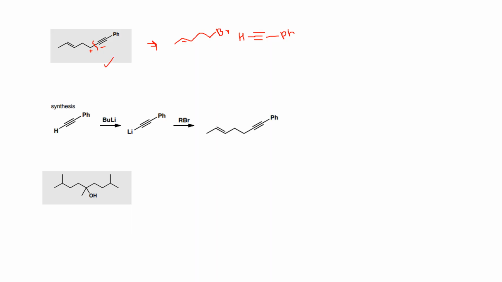So this will be the forward synthesis, where you add a strong base that will take a proton from this position and generate a negative charge here, and this negative charge will attack this alkyl group. This part will attack this part and give us our desired product.